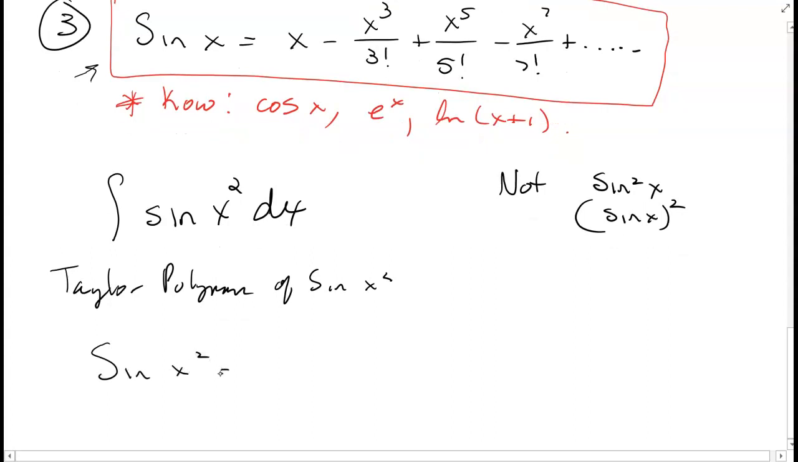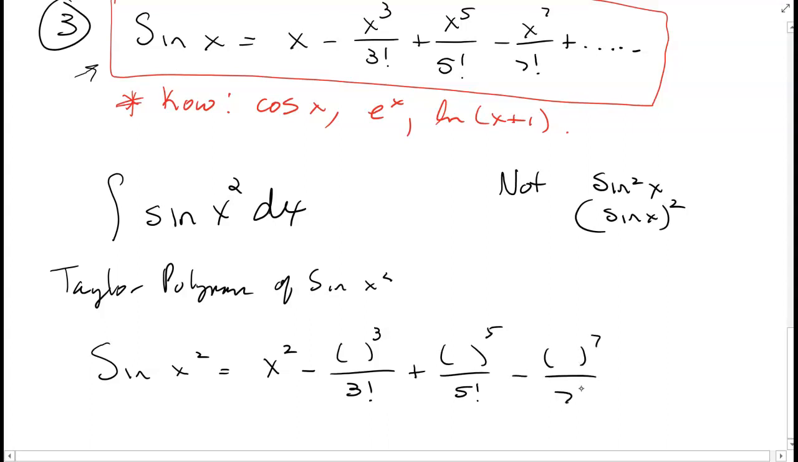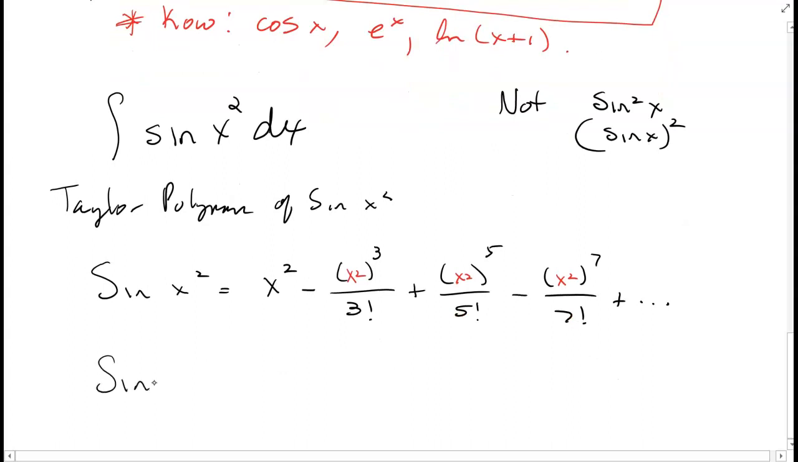Sine x squared. Well, my x now becomes x squared. So my second term is x cubed over 3 factorial, x to the 5th over 5 factorial. And you're just going to put in x squared to all those terms. Right? So what does sine x squared look like as a Taylor polynomial?